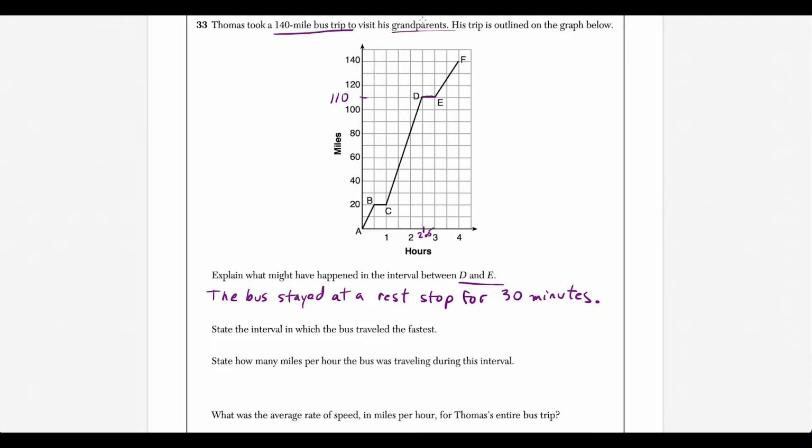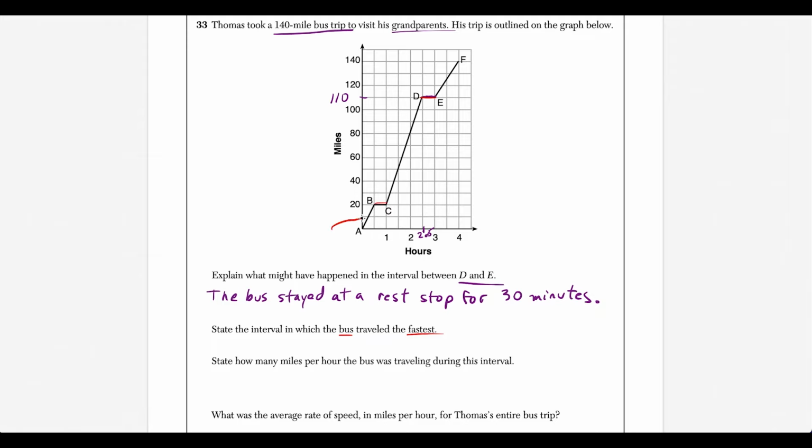And now we want to state next on which interval does the bus travel fastest. So that means when is the average rate of change in miles per hour the greatest? So when is the slope the steepest? Well, it's obviously not going to be from B to C and from D to E, because on these intervals, the bus is not moving.